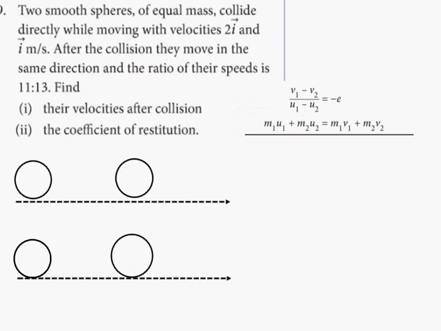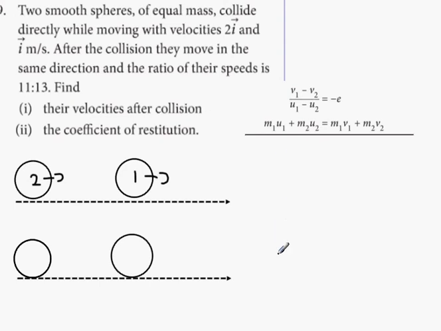Okay guys, make a list, just draw your diagram at the start. Two smooth spheres of equal mass collide directly while moving with velocities 2i and i. Collide directly, so it doesn't say they're travelling towards the other, does it? So it's just +2 and +1. So 2 and 1. You don't need to specify the i. After collision, they move in the same direction in the ratio of speeds 11:13.